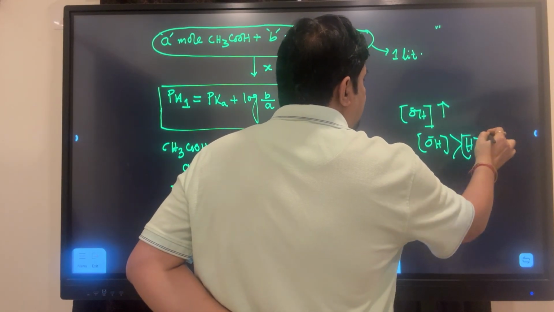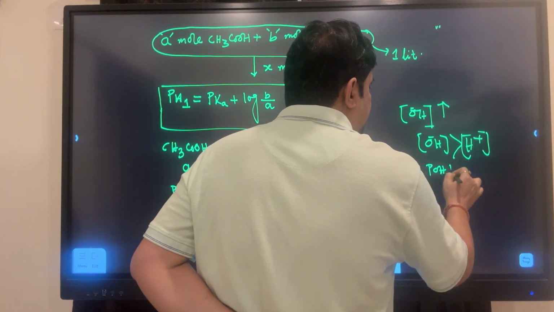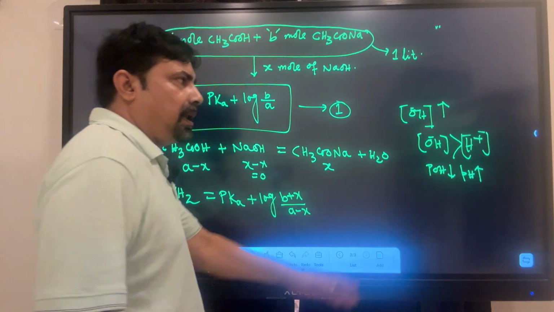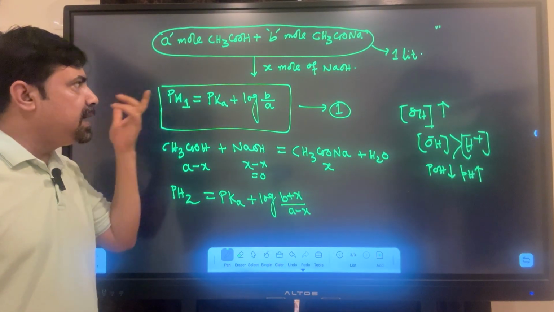When the OH concentration is greater than the H plus concentration, then pOH decreases. pOH decreases means pH will do what? Increases. That is the simple logic. Now we understood that pH2 is greater than pH1.